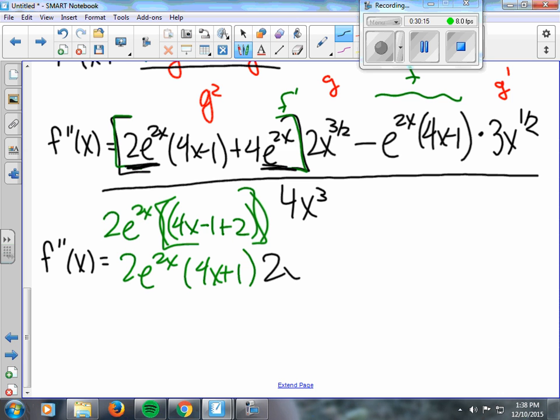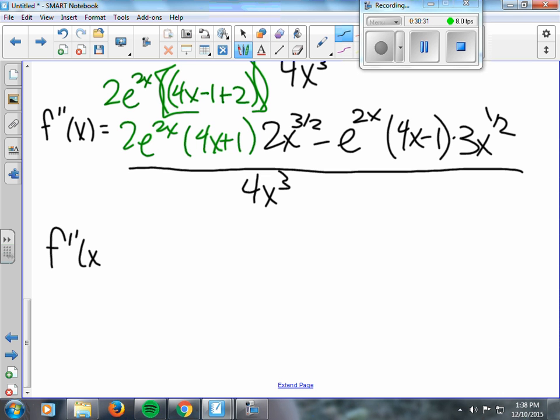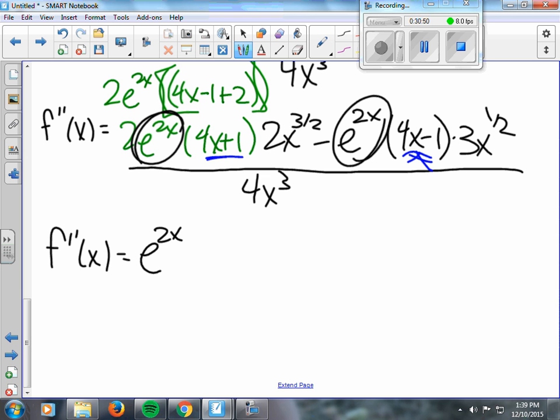Let me rewrite what I have. 2x to the 3 halves. So I'm not factoring out anything from the whole entire thing yet. I just fixed the f prime a little bit. Okay, now let's factor out a common factor. So a common factor between these two is e to the 2x. So I'm going to factor out an e to the 2x. Let me use blue. Now this is 4x plus 1, and that's 4x minus 1, so those do not factor out.